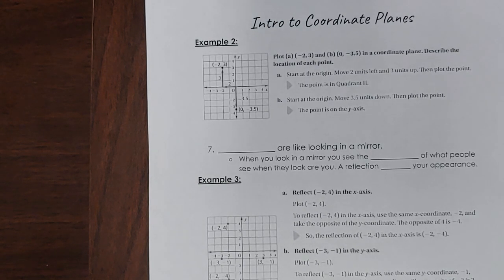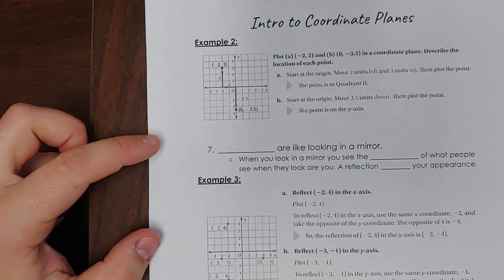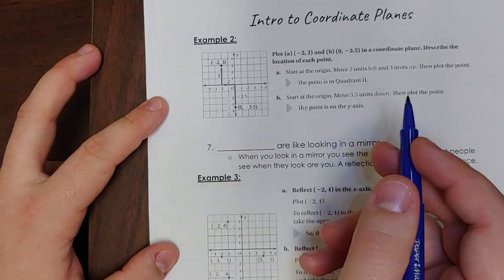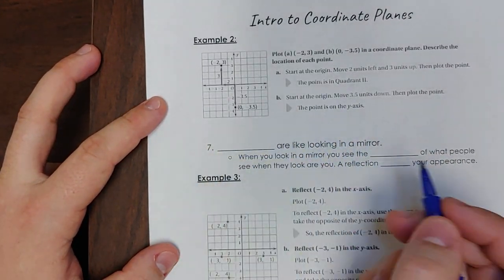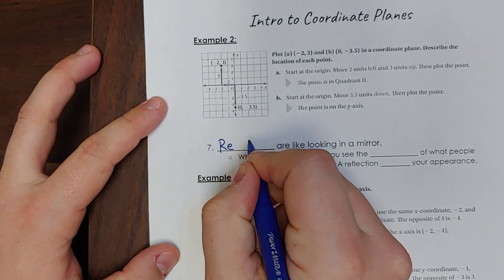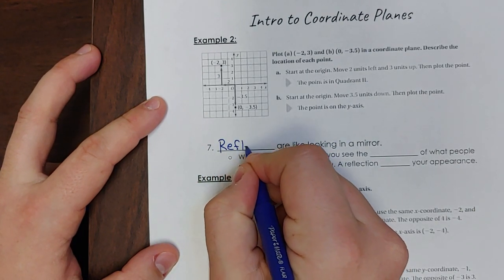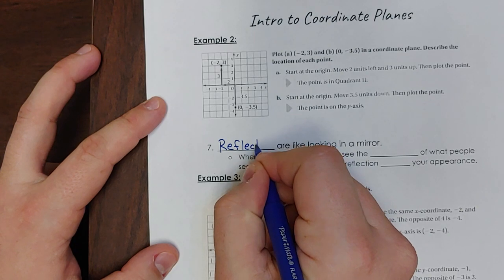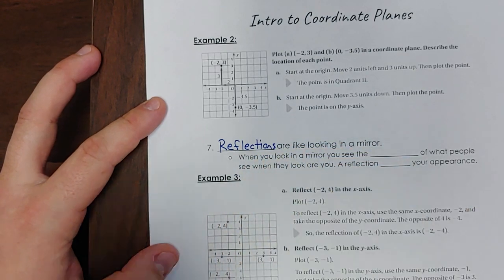So let's look at something called reflections. And we're going to work on this stuff probably the rest of this week. Make sure you have it down good before we get into polygons and making shapes and all that stuff. All right, guys? So this number 7 here is reflections. Okay?